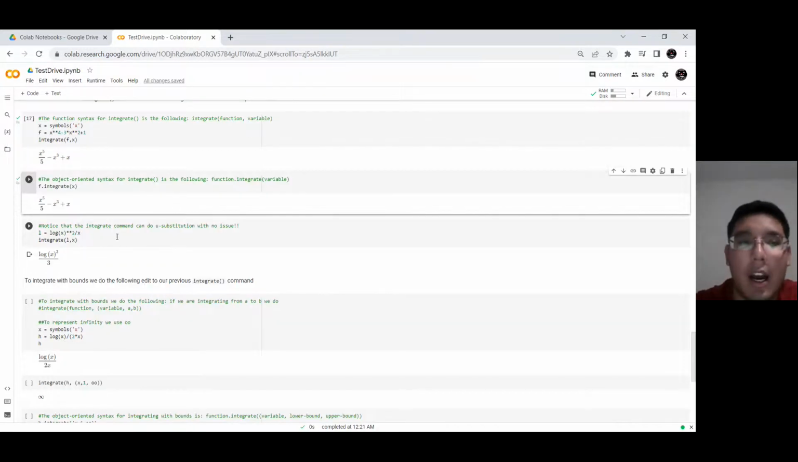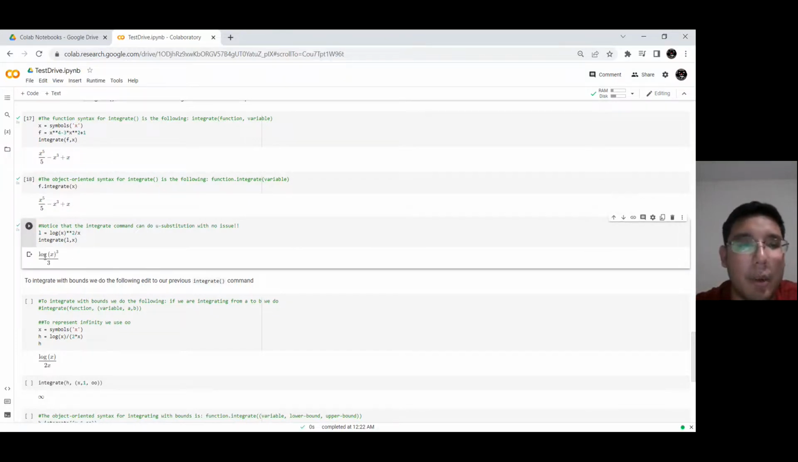So you might be wondering, well, can integrate do more complicated integrations such as use substitution? And the answer is yes, it can. So let's look at this expression. L equals log(x squared) over x. You might be wondering what base log is, and the default is ln, so log base e. L equals ln of x squared over x. And if we use integrate L comma x, we get the answer to be ln of x cubed over 3. Again, it uses substitution, no problem.